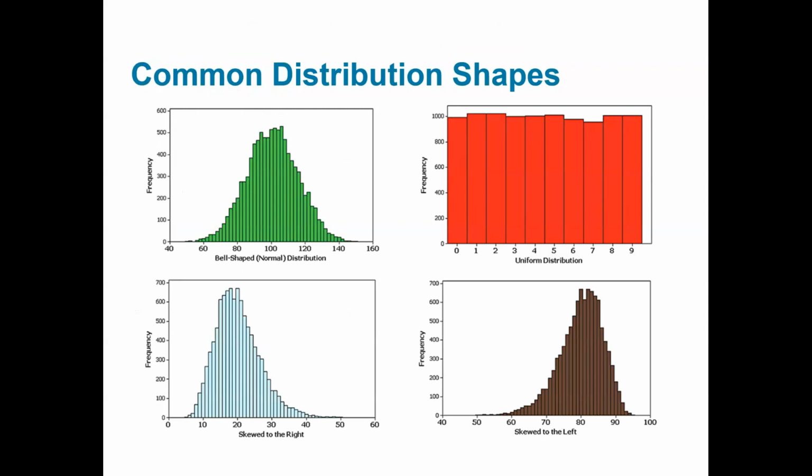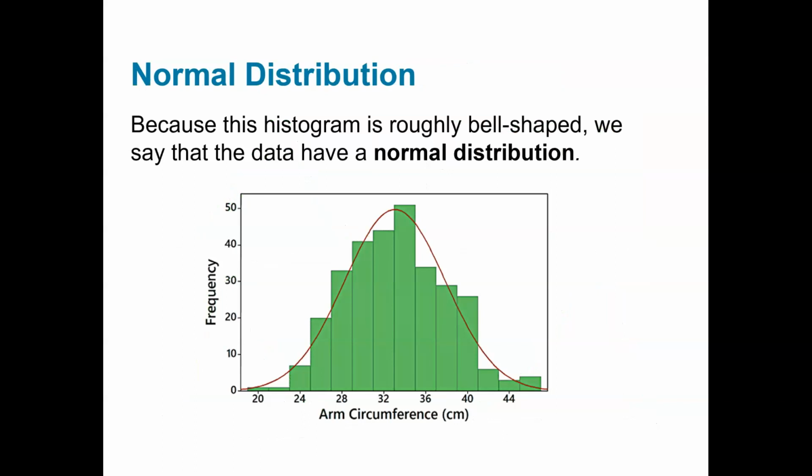So let's look at these common distributions. We call this normal, bell-shaped, because it starts low, goes up, and then comes back down. This is uniform because all the data is about the same. This one's skewed to the right, and this one's skewed to the left. So let's go through this.